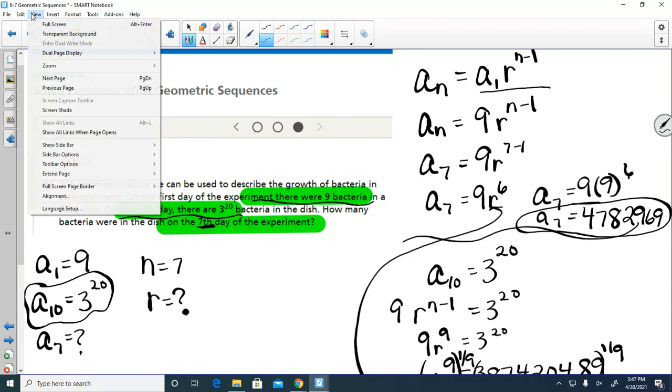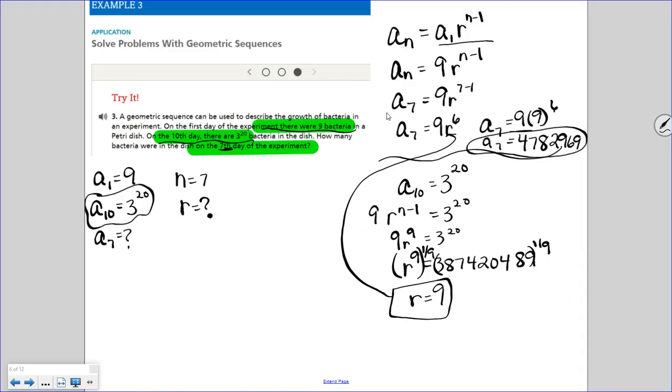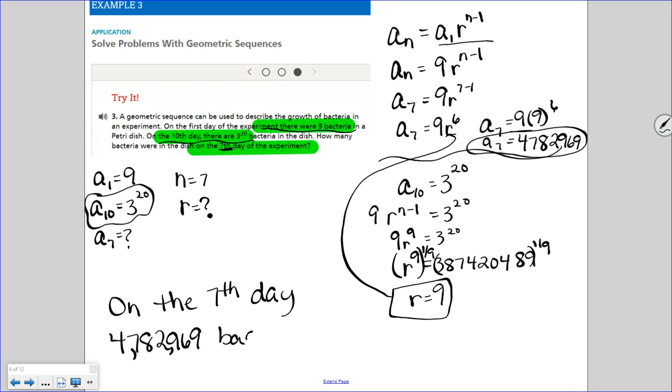So that means that on the 7th day, 4,782,969 bacteria were present.